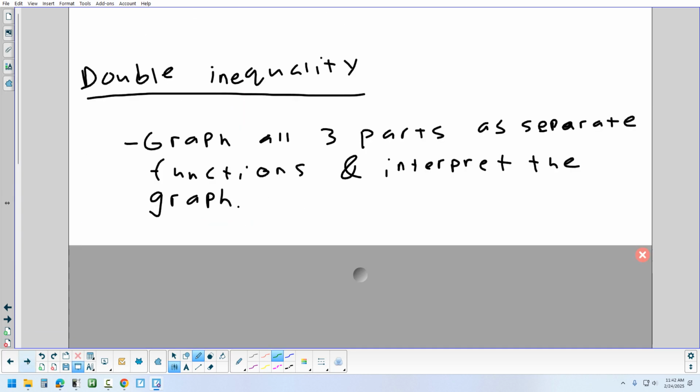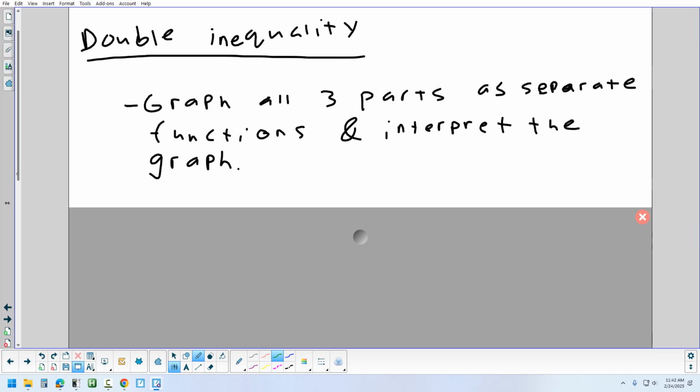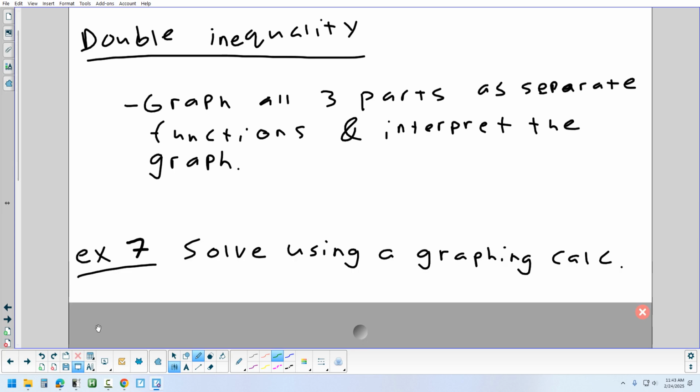All right, so let's look at the last one. The last one is a double inequality. That's where we're going to have 3 things, and we're going to have something kind of sandwiched between 2 things. So what we'll do is we'll graph all 3 parts. So you're going to need a y1, a y2, and a y3. And then you're going to usually look for where something is sandwiched in the middle.